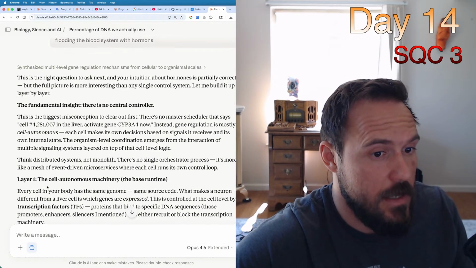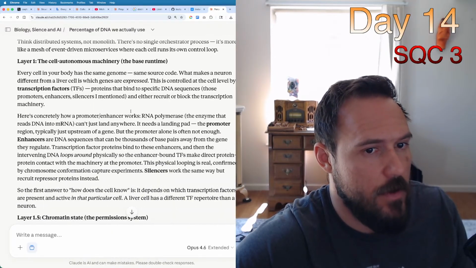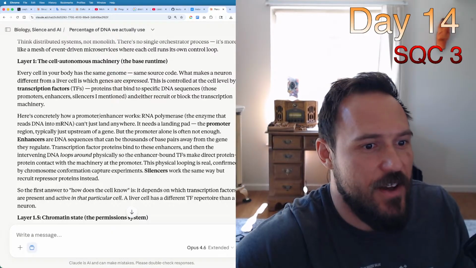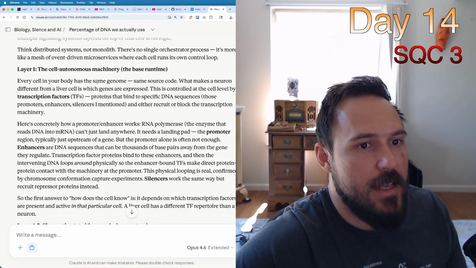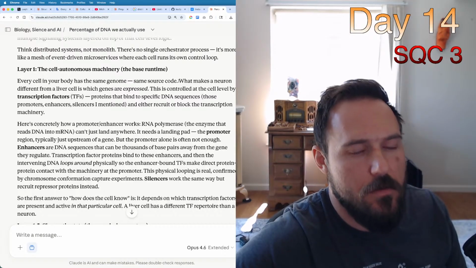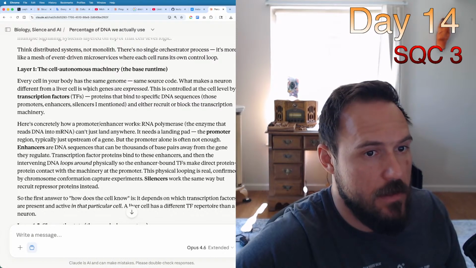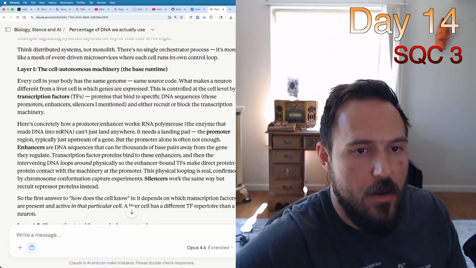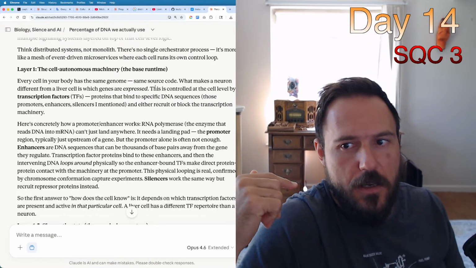Layer 1, the cell-autonomous machinery, the base runtime. I love it. Every cell in your body has the same genome. True. Same source code. What makes a neuron different from a liver cell is which genes are expressed. True. And true, I mean, I understand this. It's not something new to me.